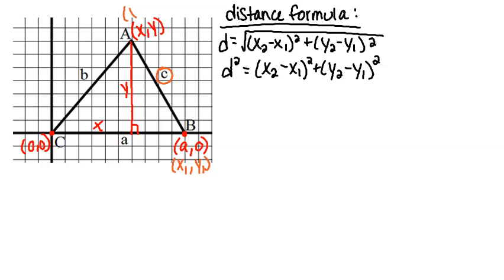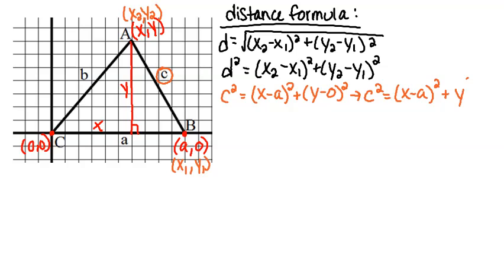We're going to let A be our x2, y2 point, and we're going to just substitute into this formula and see what happens. So we're finding the length of C, so C squared is going to equal x minus A squared, using our substitutions, plus y minus 0 squared, just using our x2, y2, x1, y1 as we've labeled them. Well, if we go ahead and simplify this, we're going to get that C squared is equal to x minus A squared plus y squared, because y minus 0 is just y. So we're going to continue to simplify.